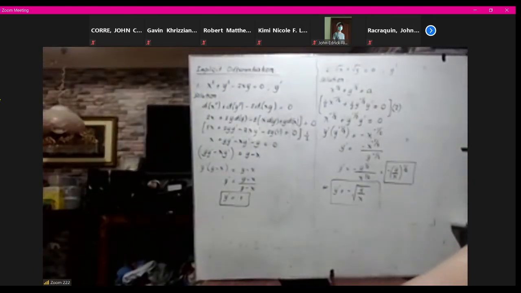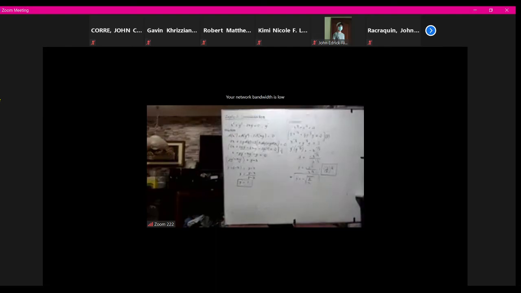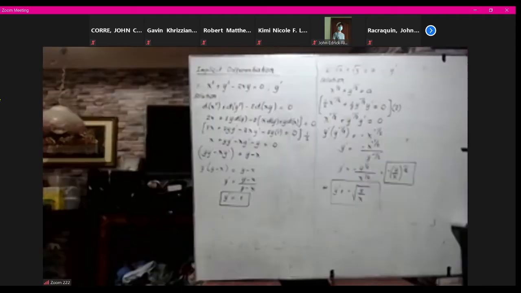Okay, the last part is our example number 3. Example number 3, second derivative ang hanapin natin.